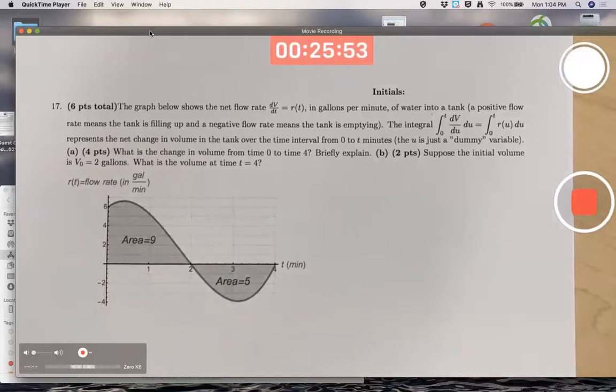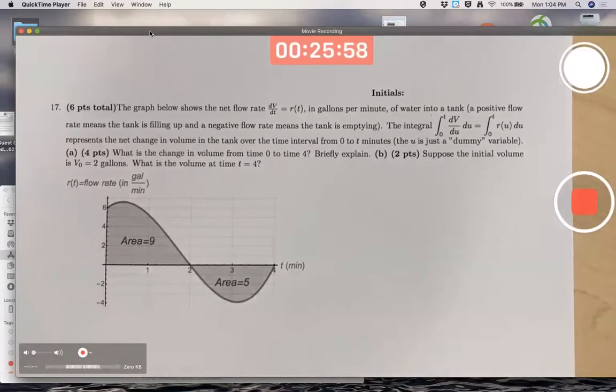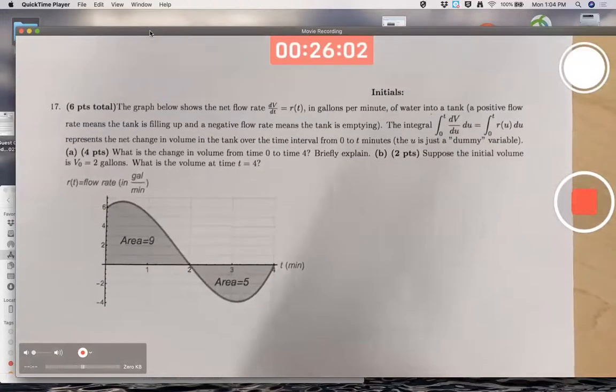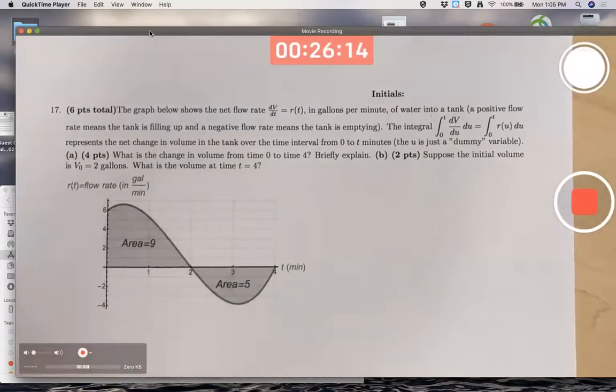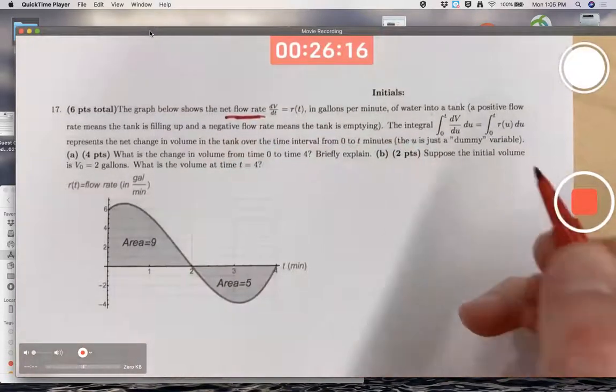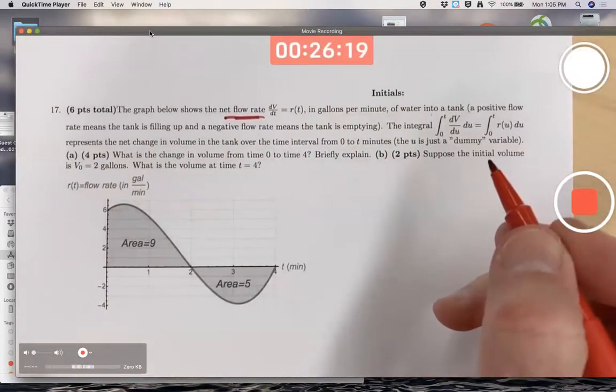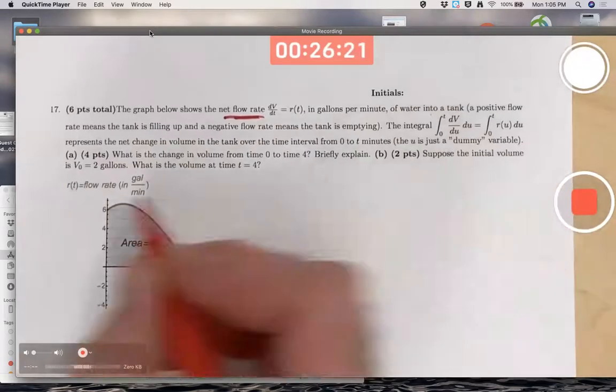Here's another problem about integrals. Looks kind of complicated. Lots of words, got a graph, confusing looking equation. Take a breath. It's not as hard as it looks. Like I emphasized last Friday, using your imagination is very helpful. This graph below shows a net flow rate. It's really the graph of a derivative, even though you don't see a prime here.